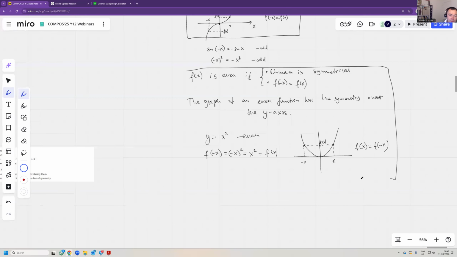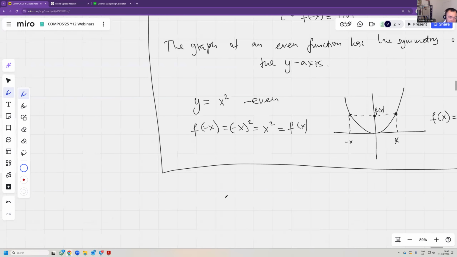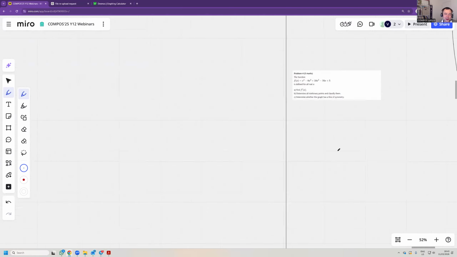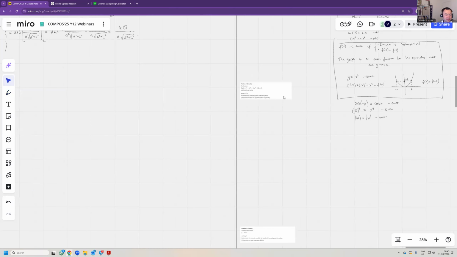And then cosine x, cos minus x is cos x. So that's even. Minus x to the power 4 is the same as x to the power 4. So that's even, etc. Modulus x, modulus minus x is modulus x. So that's even. Okay, so moving on.